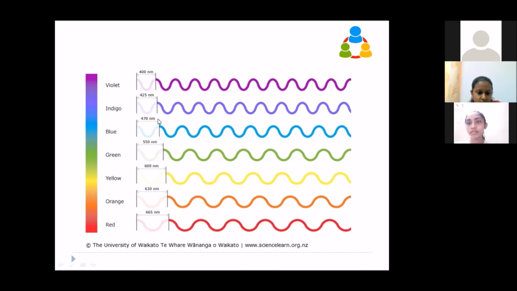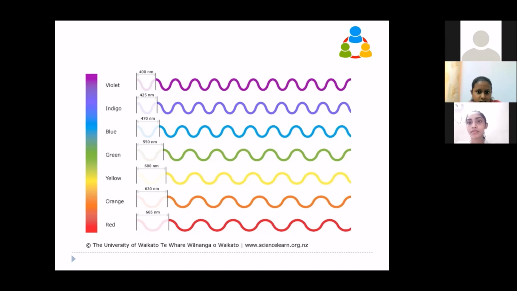So this is the difference between different light. Actually, this is what is meant by color. You are able to see some color because of this difference in wavelength or frequency. If wavelength is more, frequency is less. Wavelength is less, frequency is more. But speed is constant.